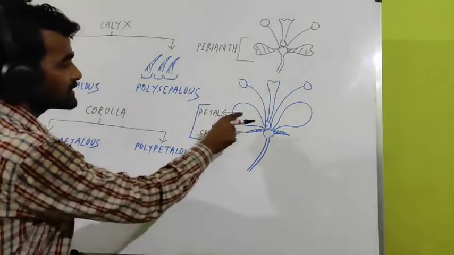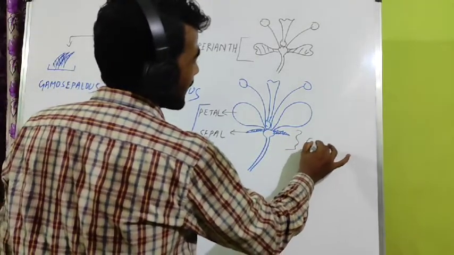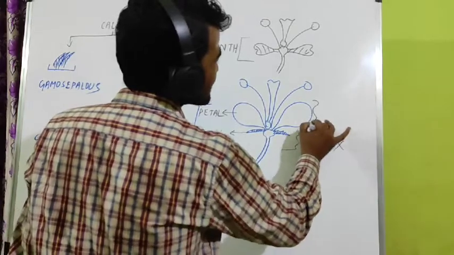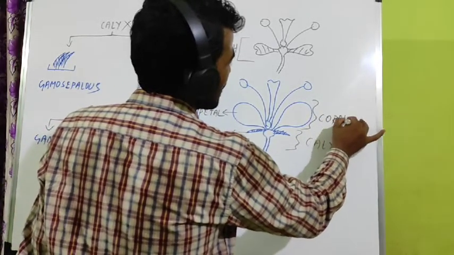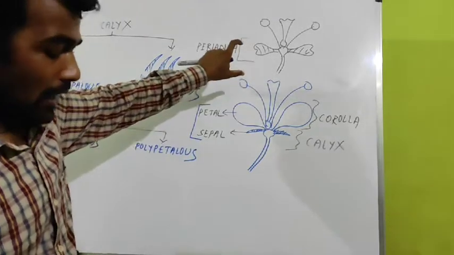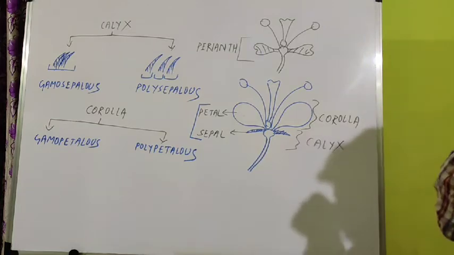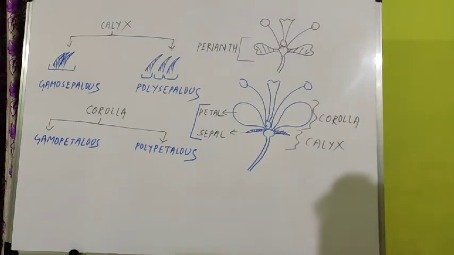Here sepal and petal are each part, but that whole structure is called calyx. This whole is called calyx, this whole is called corolla. Similarly, here calyx and corolla are not present. So what is perianth? Sometimes a question comes. Perianth is nothing but when calyx and corolla are not distinct.